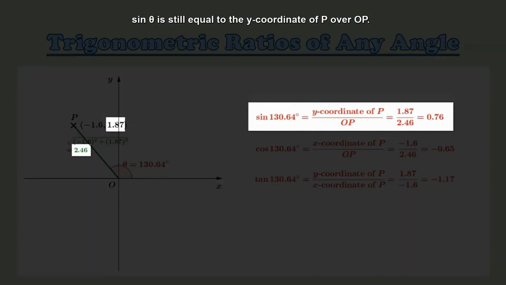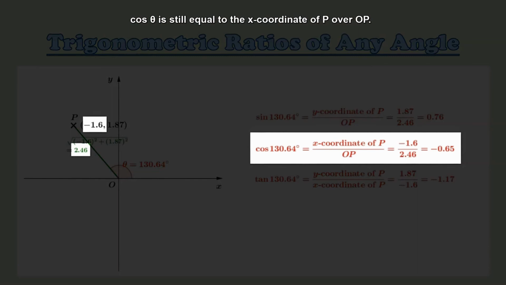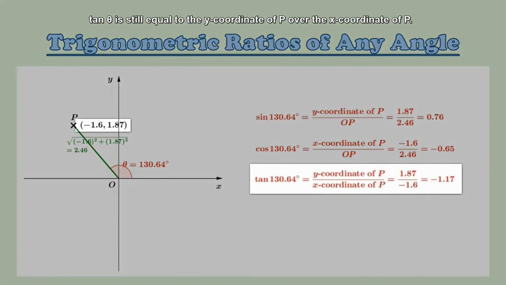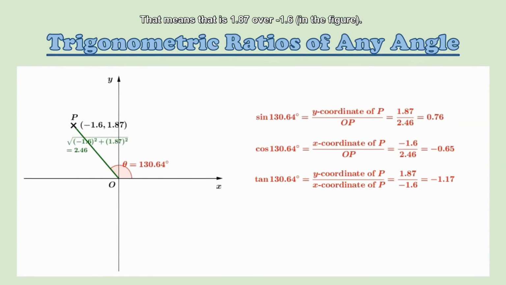Sine theta is still equal to the y-coordinate of P over OP. That means 1.87 over 2.46. Cosine theta is still equal to the x-coordinate of P over OP. That means that is minus 1.6 over 2.46. Tangent theta is still equal to the y-coordinate of P over the x-coordinate of P. That means that is 1.87 over minus 1.6.